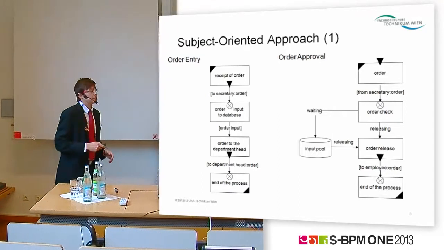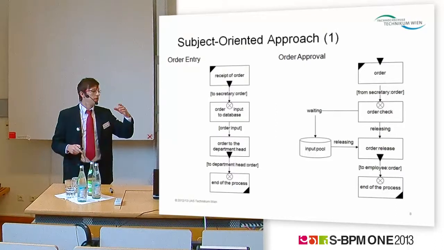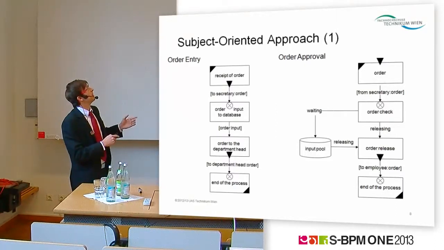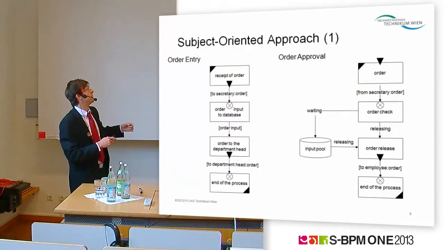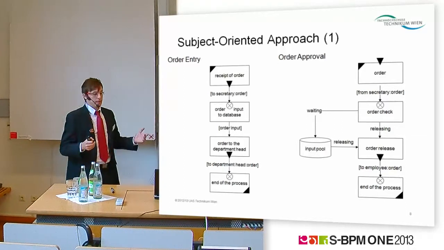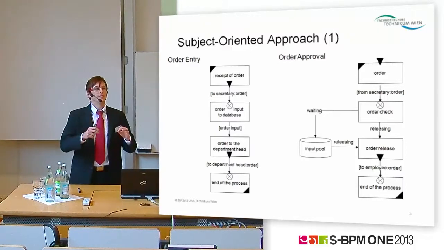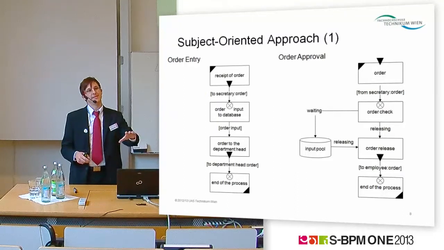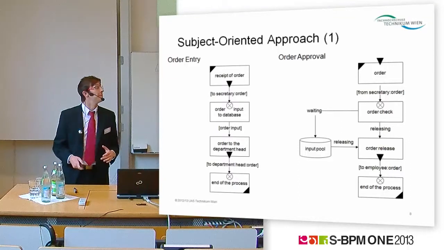As you can see, everything starts with the receipt of an order, per mail, per phone, per fax. This order is given to the secretary. The secretary enters this order into the database. When the order is entered into the database, the order is given to the department head. When the department head has the order, the process is finished. It looks very simple, it is very simple, but I can tell you, before we defined these sub-processes, it wasn't that simple.